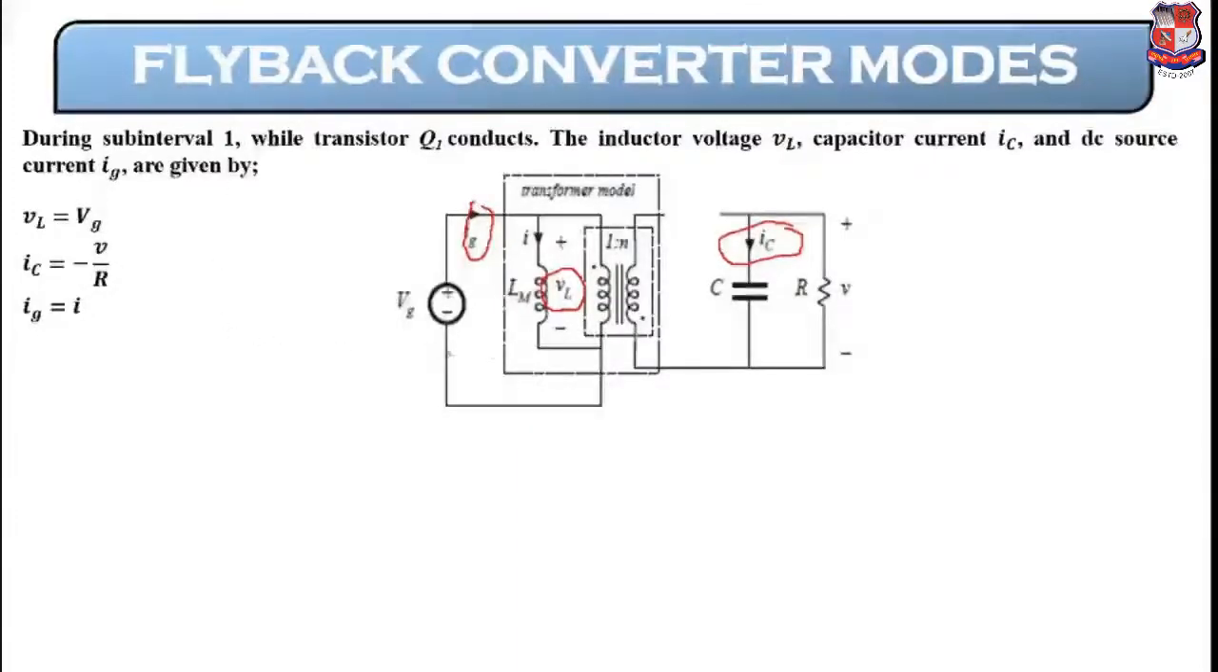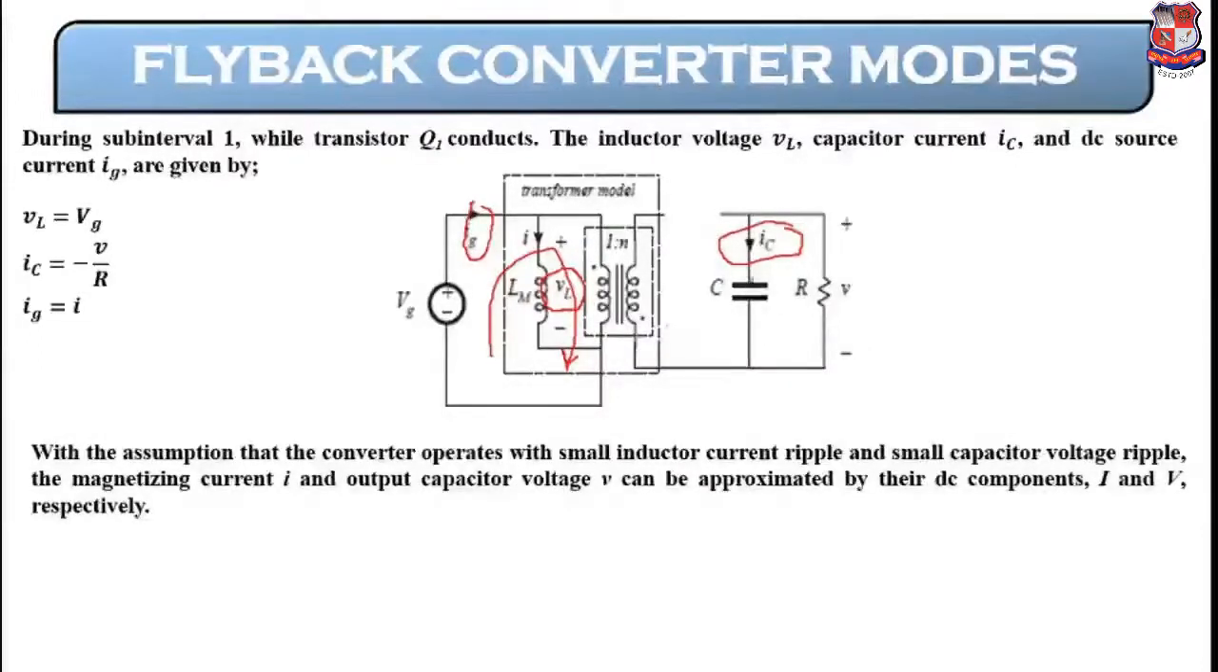It is nothing but a KVL equation, which we will write again in the next slide. This is just a look at the operation happening inside the flyback converter in mode 1, with the assumption that the converter operates with small inductor current ripple and small capacitor ripple, so the magnetizing current i and the output voltage v can be approximated by their capital I and capital V respectively. So you can replace small v by capital V and small i by capital I.